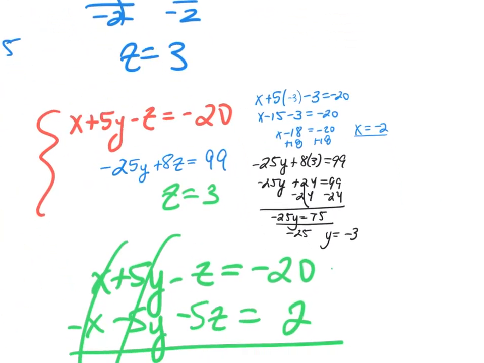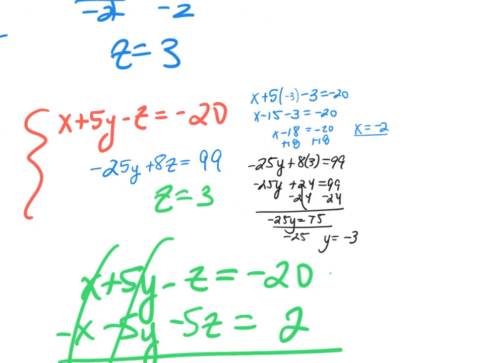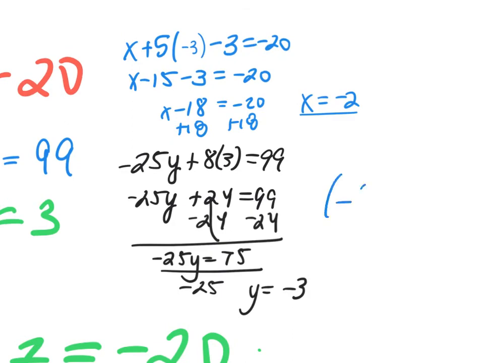Now what do I do? I have 3 answers. How do I say, hey, Mrs. Meadows, here's my answer? Negative 2, negative 3, and 3.